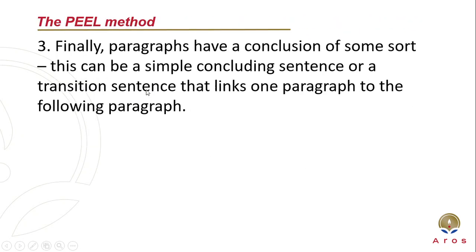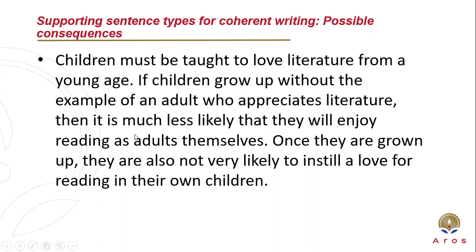Excuse me, just a moment. Possible consequences. If children grow up without the example of an adult who appreciates literature, then it is much less likely that they will enjoy reading as adults themselves. Once they are grown up, they are also not very likely to instill a love for reading in their own children. So here you can see, there is the theme sentence, there are the supporting sentences, okay, and there's the concluding sentence again, because it basically repeats what's said here, growing up, okay, and how likely children are to read if they had read when they were small children.